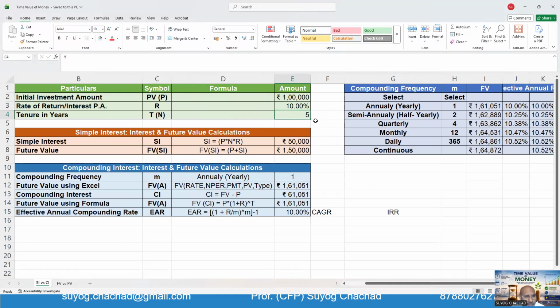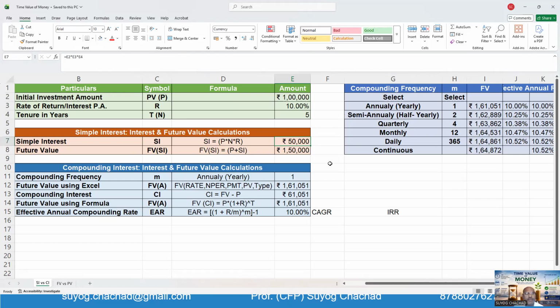So if you are getting a simple rate of interest, for 5 years, if you are holding this 1 lakh rupees, then you will get 50,000 as simple interest. That is 10% of 1 lakh, that's 10,000 rupees per year into 5. So for 5 years, you will get 50,000. So the total future value, that is your initial capital investment amount and interest amount for 5 years, gives you 1,50,000 at the end of the fifth year.